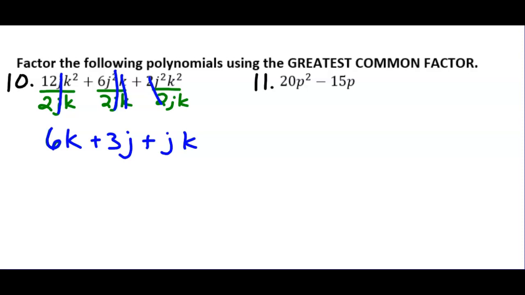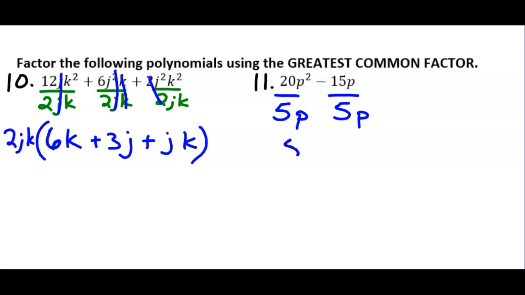What can I divide both these by? What number? 5. Sure, what letter? Remember, it has to be the same. And, oh, we forgot to write something over here. We forgot to write our 2JK in the front. You got to make sure you put that in front. So 5P on the outside. When I divide 20P by 5P, what do I get?